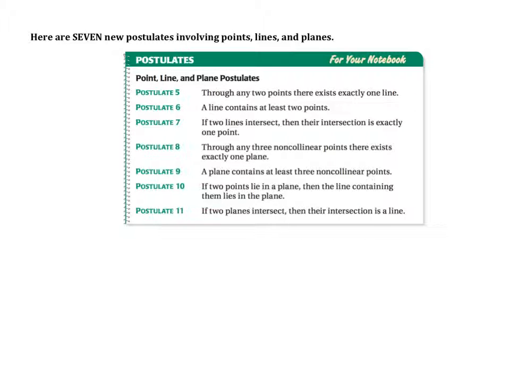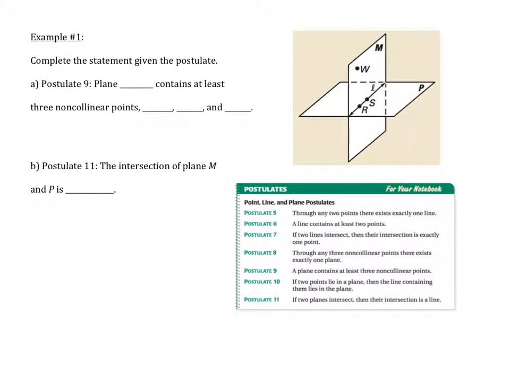Once again, all of these postulates are just everything we talked about in chapter 1 about how to name things, how things intersect, what determines a line, what determines a plane. All of those things that we talked about in chapter 1, now we're just putting into words and calling them postulates. So really none of these things should be new to you at this point. So relax and know that you know what you're talking about. Let's look at some examples.